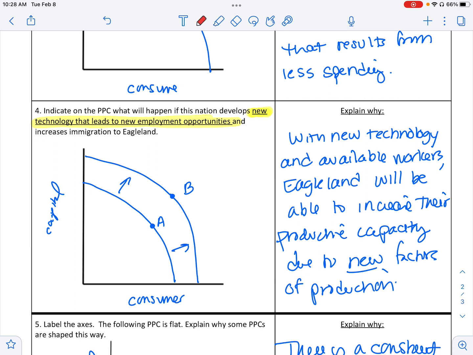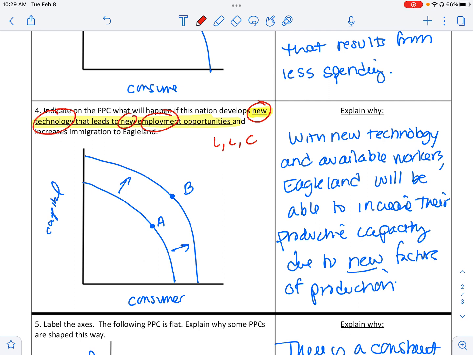For number four, what will happen if the nation develops new technology that leads to new employment opportunities? The words new technology and new employment were key words in this scenario. Whenever you have a country that develops new technology that's going to provide new sources of productive resources, so your land, labor, and capital, it's not that it existed and it wasn't being utilized like in number three. It's that these resources weren't even a factor in the labor force or in the production possibilities before. So there's a discovery of a new resource, or there's a new technology that needs resources, or people are entering the workforce that had never even been in the workforce before.